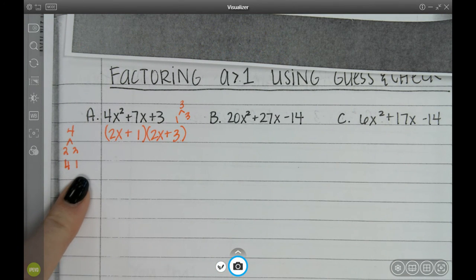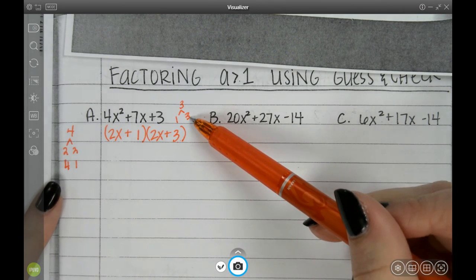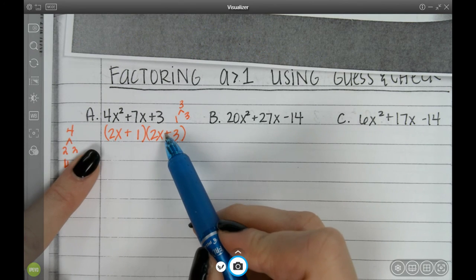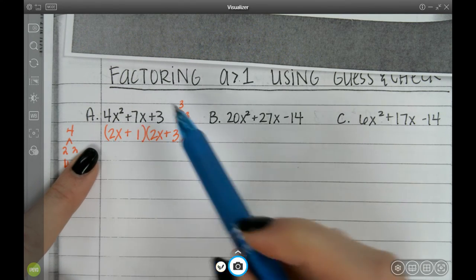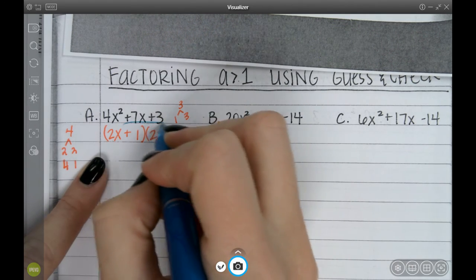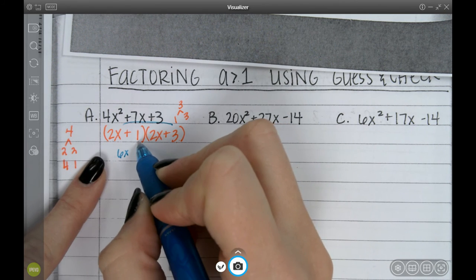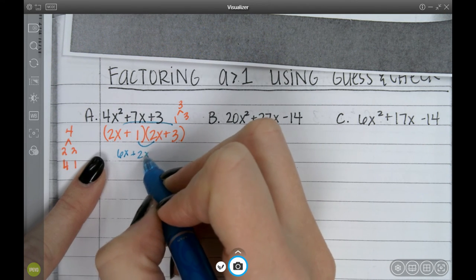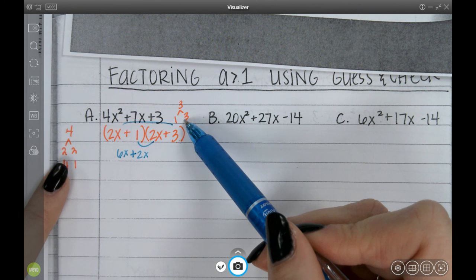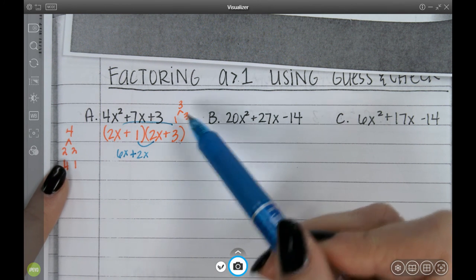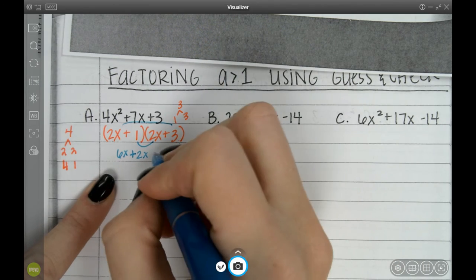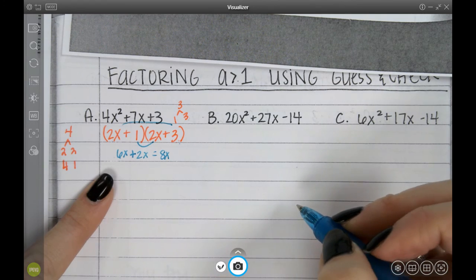So this is just my guess. I literally just guessed from the factors of my terms, just to see. So now I'm going to check it. 2x times 2x is 4x squared, which I know. Then I'm going to have 2x times 3, which is 6x. And 1 times 2x is 2x. 1 times 3 is 3, which I already know because that's where I pulled these from. So really, the only term you need to check is this middle one. Is 6x plus 2x 7x? No, it's 8x. So that means this is not the right factor.